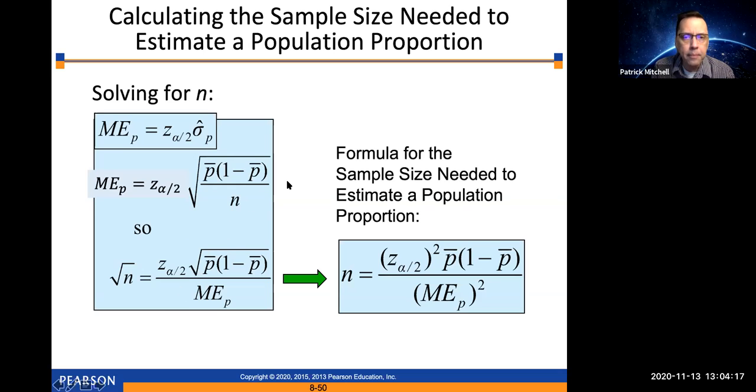So multiplying both sides by the square root of n and then dividing both sides by the margin of error gives you this expression, which if you square both sides, similar to the last formula, you get n equals Z sub alpha over 2 squared times p bar times 1 minus p bar divided by the margin of error squared.